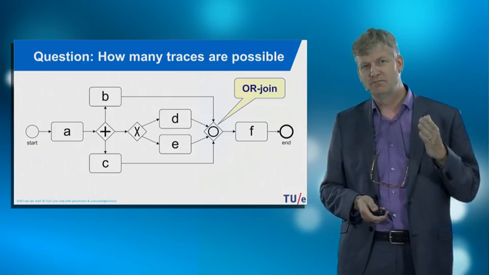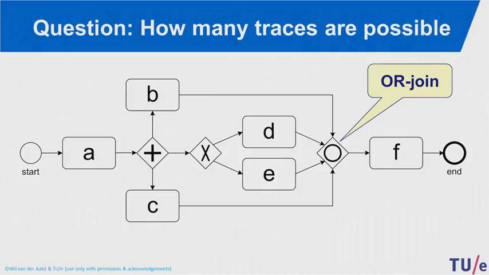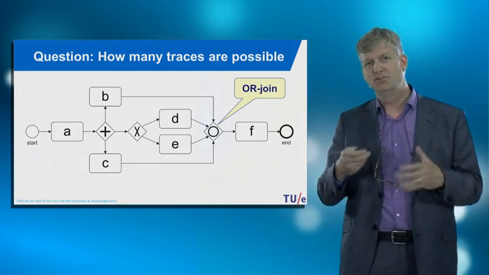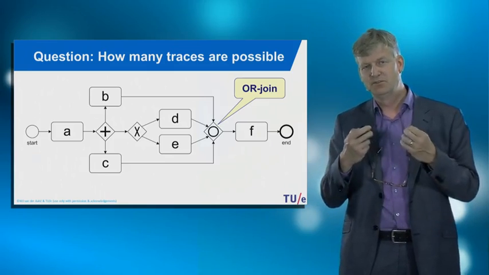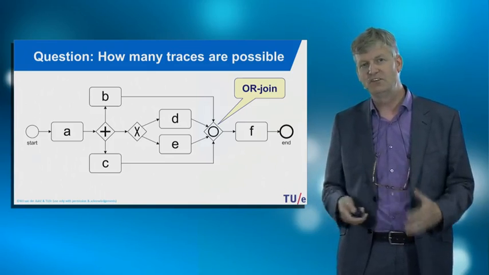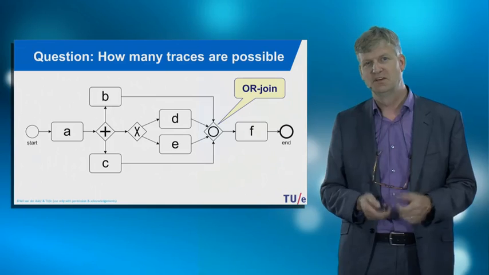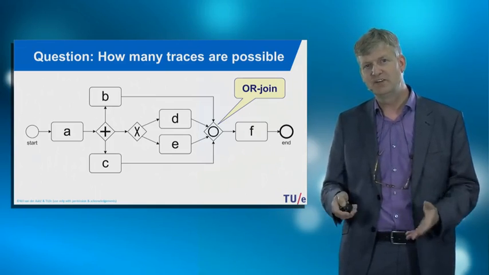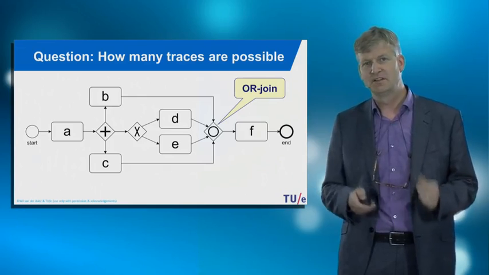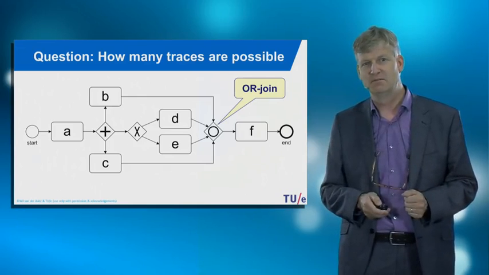So here we have a process model where we first do an A, then we start three parallel paths, one involving B, one involving C, the other one involving a choice between D and E. Then we do an OR join, and finally we do an F. So you should now be able to understand what the traces are that are allowed by this model. So please think about how many traces are possible in this BPMN diagram.